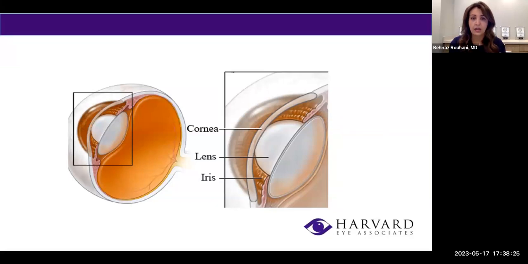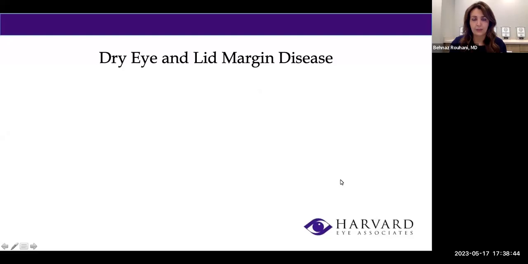Again, another image that is shown here: this is the cornea, which is the clear part of the eye, the very front, the window to the eye. Then there's the color part of the eye, and the lens. This is a magnified view for you to understand better where the cataract is located.